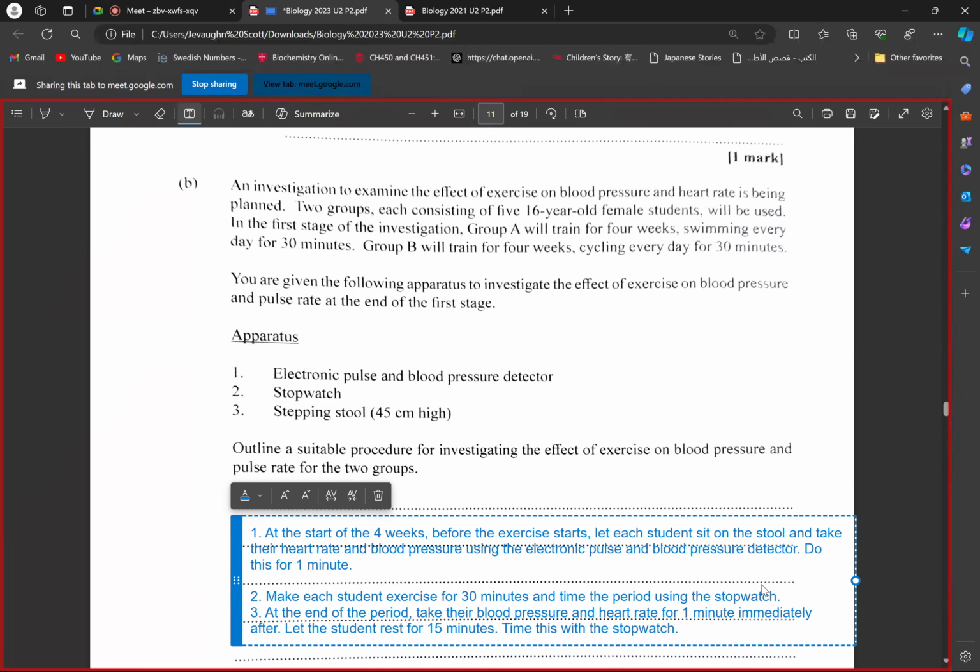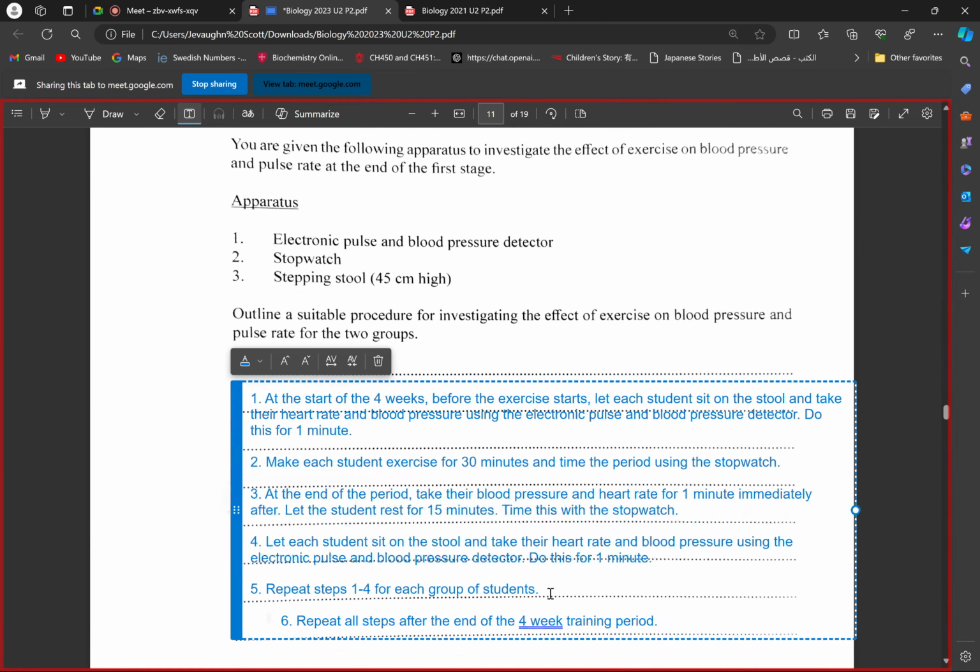Alright, let's see what the second part is. 4, 5, 6. Okay, that should be fine. I mean, the 6th step is almost always repeating it or recording all the results obtained. Okay, so here we have a beautiful procedure. Let's read through the procedure as if we were a CAPE teacher looking at somebody's labs.